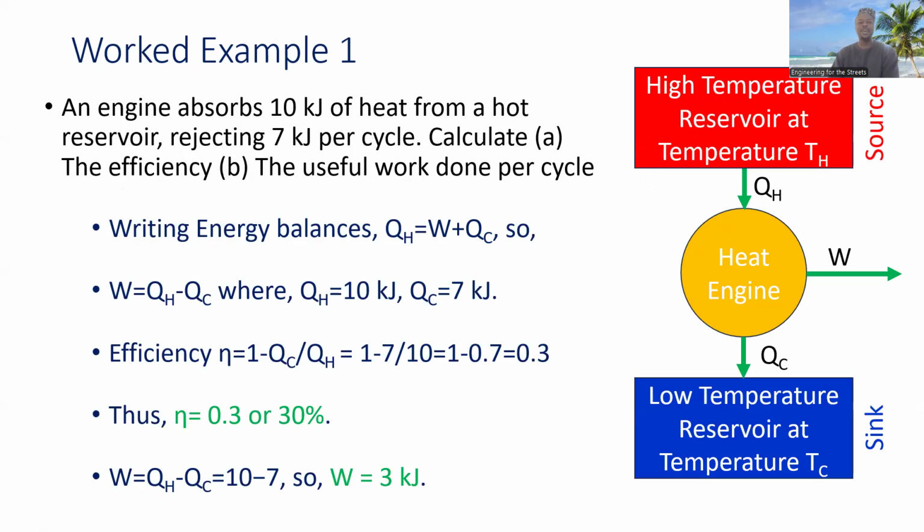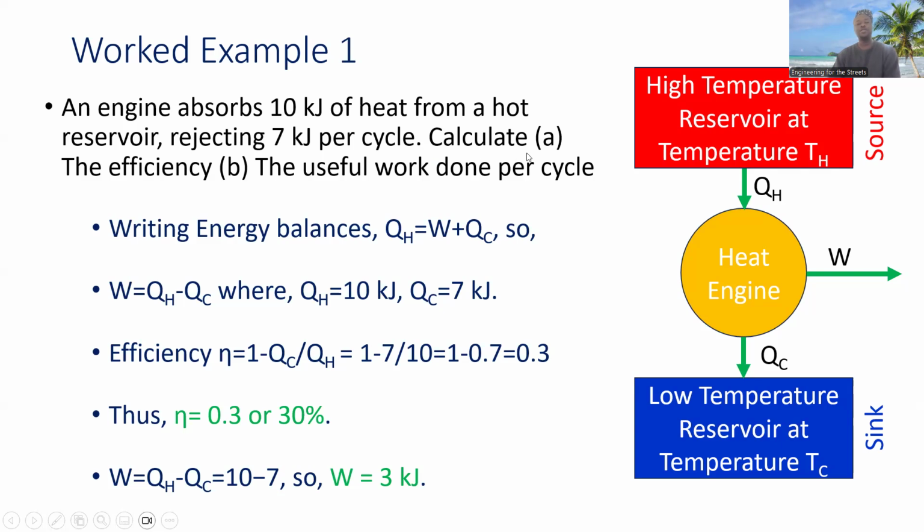So we go ahead. Here is basically a solution to the problem. An engine absorbs 10 kilojoules of heat from a hot reservoir, rejecting 7 kilojoules per cycle. So if we look at the block diagram representation of the system, we see that QH is the energy absorbed from the hot reservoir. So that's the 10 kilojoules. QC is the energy rejected to the cold reservoir, which is 7 kilojoules.